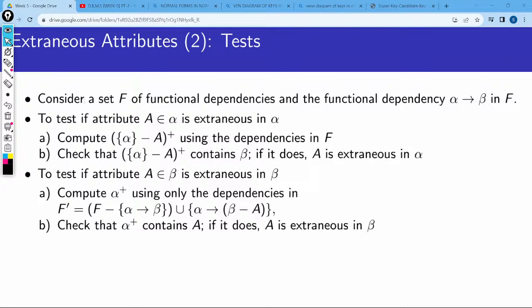Extraneous attribute tests: consider a set F of functional dependencies and a functional dependency alpha arrow beta in F. To test if attribute A belonging to alpha is extraneous in alpha, compute the closure of the set minus A using the dependencies in F. Check that this contains beta. If it does, A is extraneous. To test if A belonging to beta is extraneous, just the vice versa. That is, this shows something in the LHS is extraneous, and this shows something in the RHS that is extraneous. Let me write it for you.